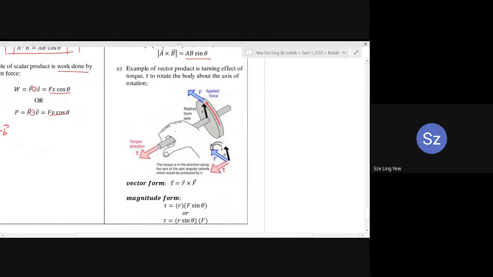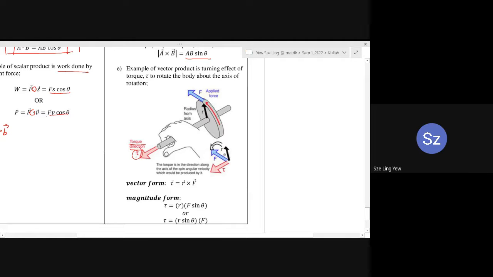This example we'll discuss again. An example of a vector product is the turning effect, the torque. Now you have a disc that is rotating, and you want to determine the direction of the torque. Torque tells you the tendency of an object to rotate. It is a quantity you're going to learn in chapter 8, so I will discuss it with you again then. For now, just see how they determine the direction of torque.